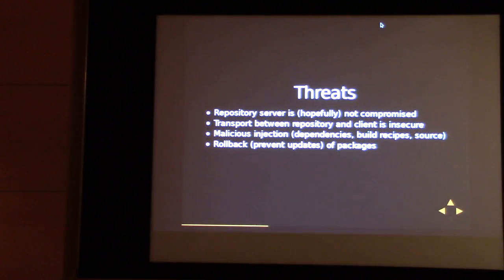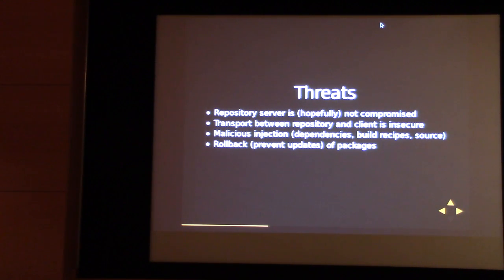So what are the threats? Well, the repository server itself is hosted somewhere and hopefully not yet compromised. We're not sure about that. It is, after all, a Unix machine, which has every now and then some exploitable software. Then, as just mentioned, the transport link between the repository and the client is not secured or is not validated at the moment. This has already been changed upstream in OPAM 2.0. The certificate will be validated.